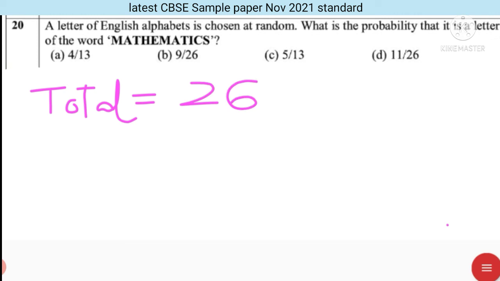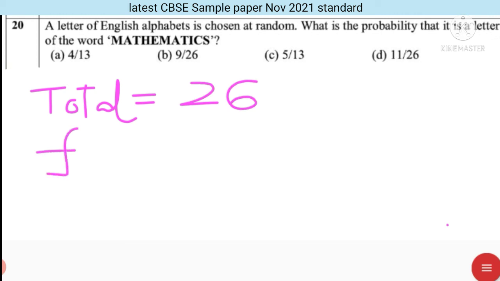Let's take up the last question of this section. Very smart question. It says a letter is chosen at random. What is the probability that it is a letter of the word mathematics? Now firstly, what is your total number of cases here? Total number of cases is 26, because there are 26 letters in English alphabets, right?